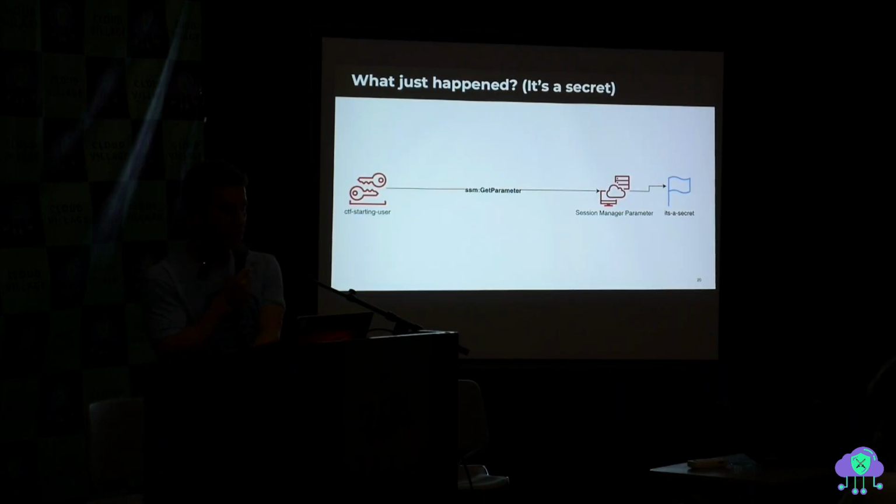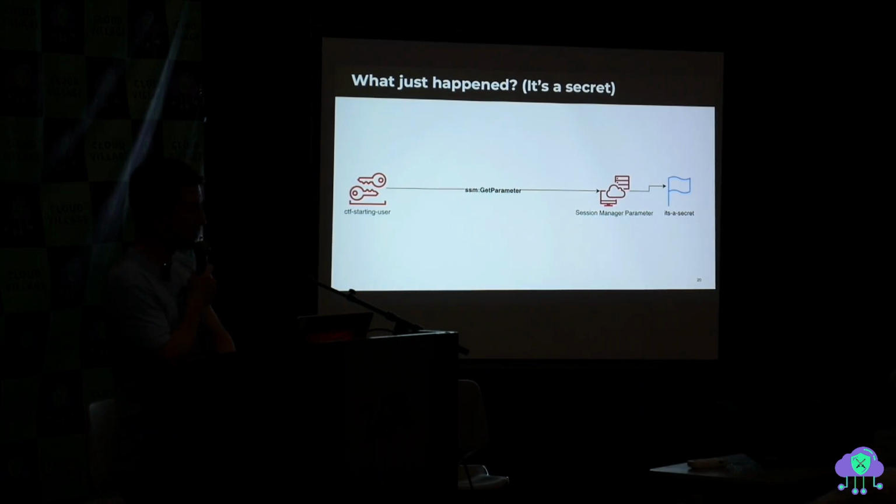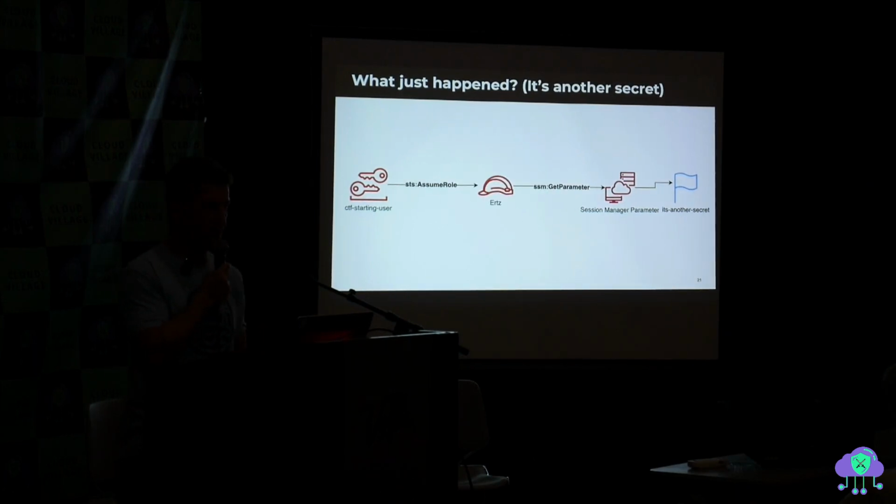And so what did we do in our first 3 challenges? In the first one, we started with CTF starting user. It simply had permission to get parameter for the flag. It's a secret. Now the second one that some of you worked on yourself, this time the user had to assume another role first. This is a path that we use a lot on cloud penetration tests because it's really complex. People make mistakes with role trust policies all the time. And so as CTF starting user, we assumed ERTS. ERTS had the ability to get it's a secret.